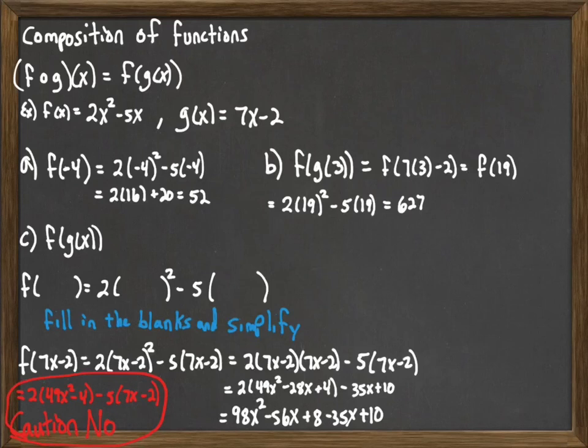And then we can finally put this problem to rest by combining the few like terms that we have. 98x squared has nothing, but when we do minus 56x and minus 35x, we get a negative 91x, or minus 91x, and 8 and 10 is 18. And so finally now we've put this problem to rest. And that's how we do composition.